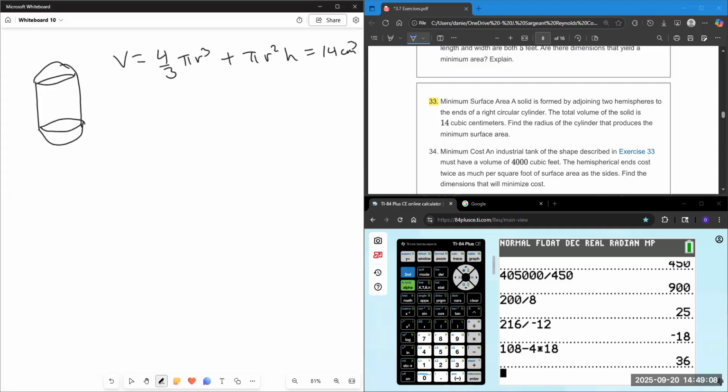Our surface area, which I'll call capital S, is going to be, you may not know this one, 4 pi r squared for a sphere, and 2 pi r h for a cylinder. And we want to minimize that surface area because that will minimize the cost of producing this.